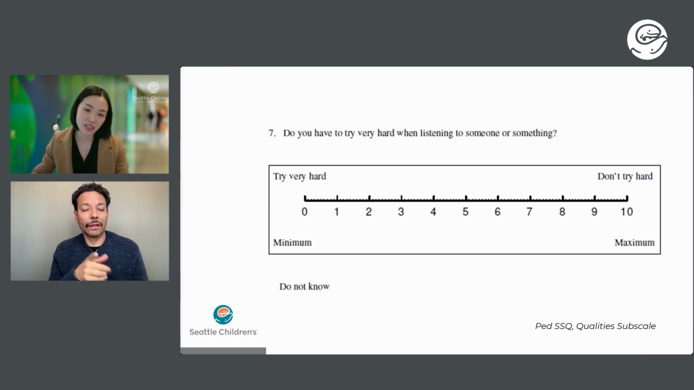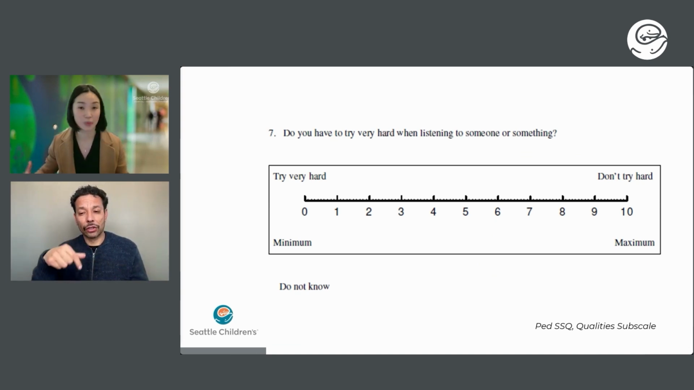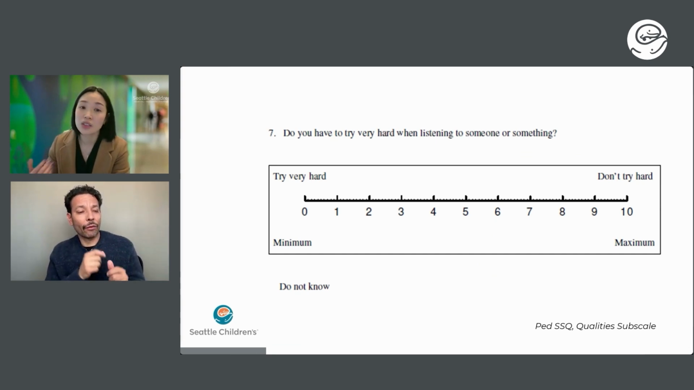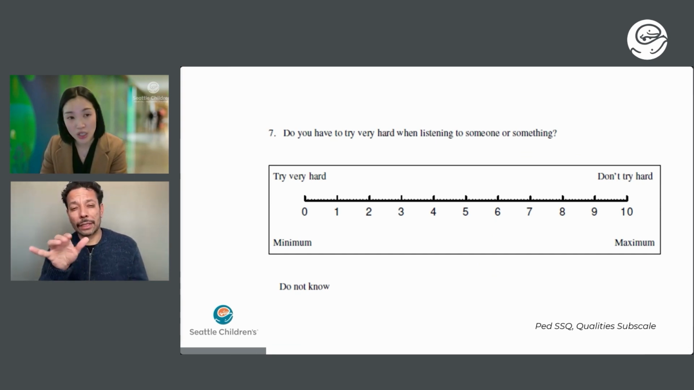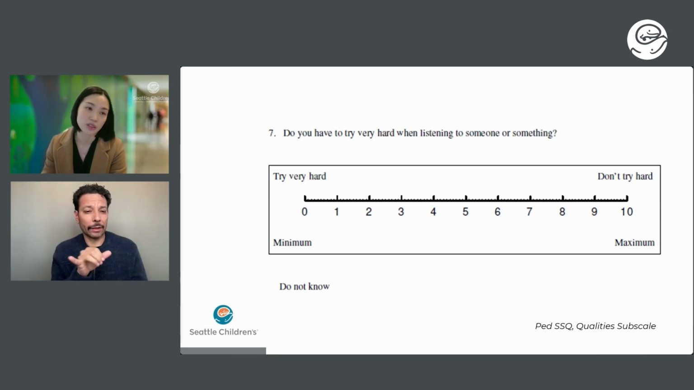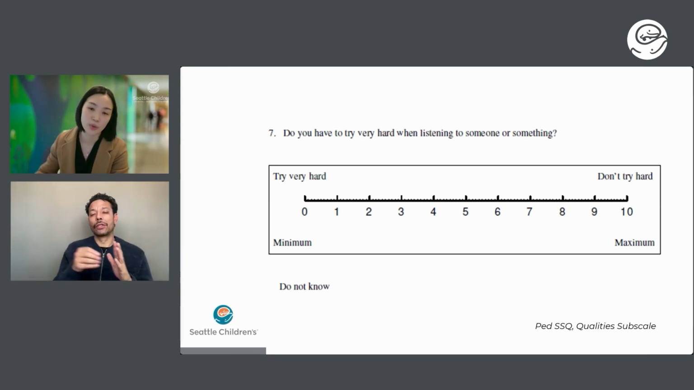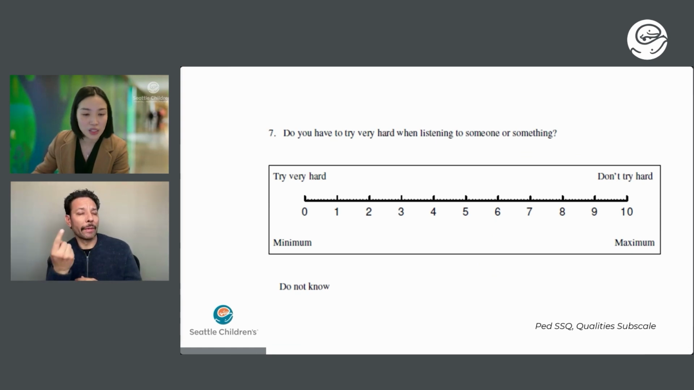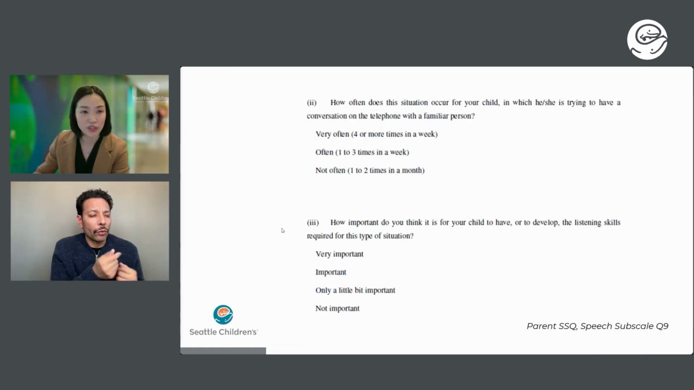So this is for the pediatric SSQ. This is what their experience of it would be like, children who are filling it out as a self-report. It looks very, very similar for a teacher, except it's "do you" as opposed to "do you." Does the student have to try very hard to listen to someone or something?